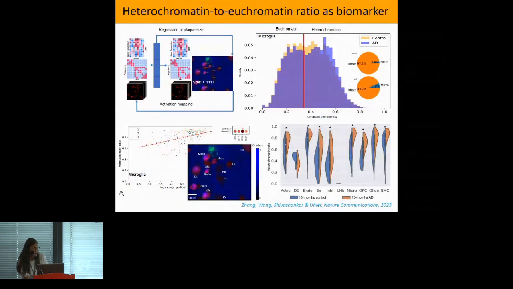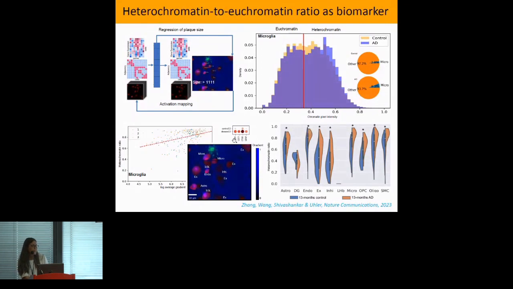We're just plotting heterochromatin to euchromatin ratios based on the images themselves, and looking at how that relates to the gradient of, in this case, a regression function that is learned. And indeed, what the neural network is really picking up is something like the heterochromatin to euchromatin ratio, which is quite nice. This is really what it is using in order to predict whether there is plaque nearby or not. And what is also really nice is that once you have these features, you can actually get much better gene expression markers.